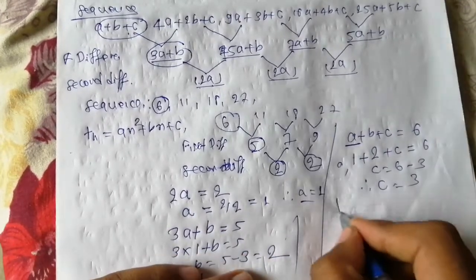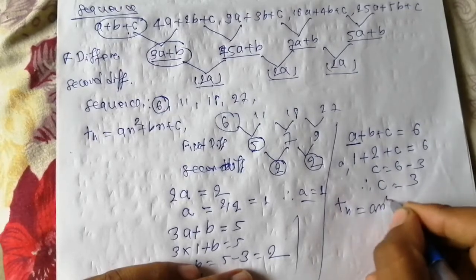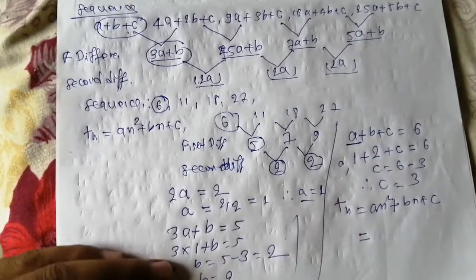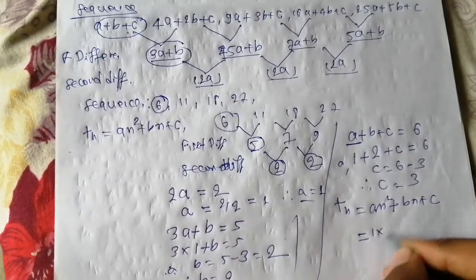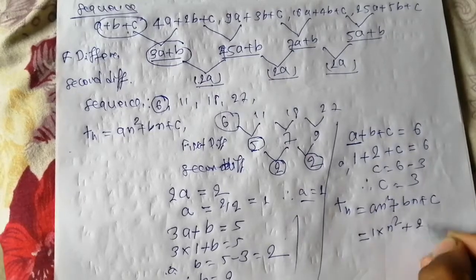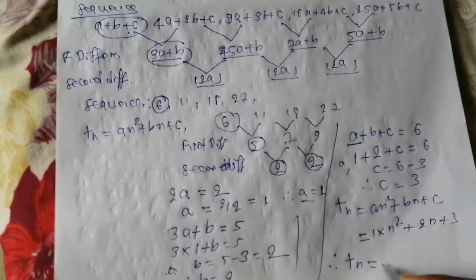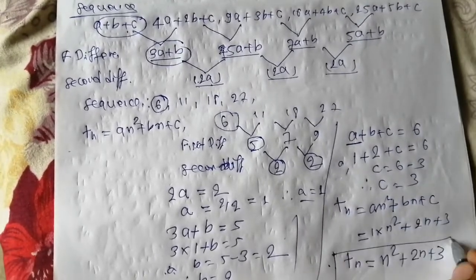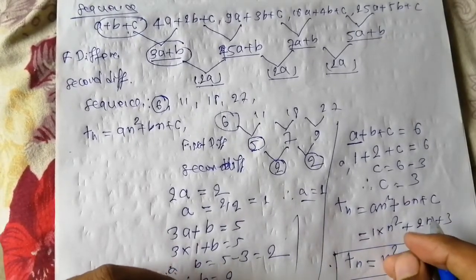So in the general term, tn is equal to an square plus bn plus c. Here a is equal to 1, so 1 square plus 2n plus 3. Therefore general term tn is equal to n square plus 2n plus 3. So this is the easy method for the calculation of the nth term of any sequence.